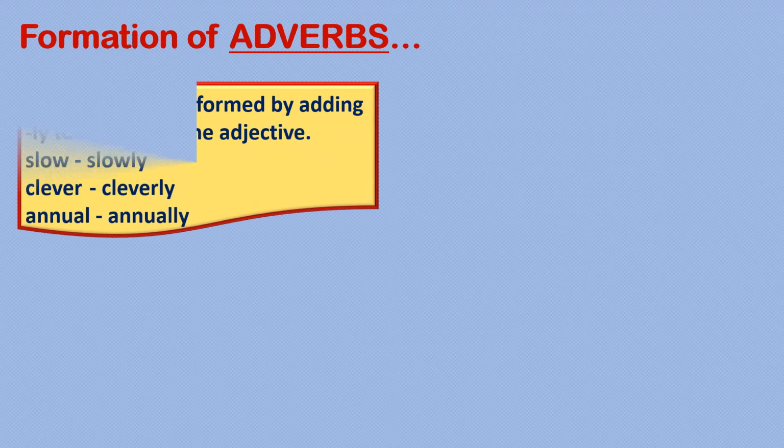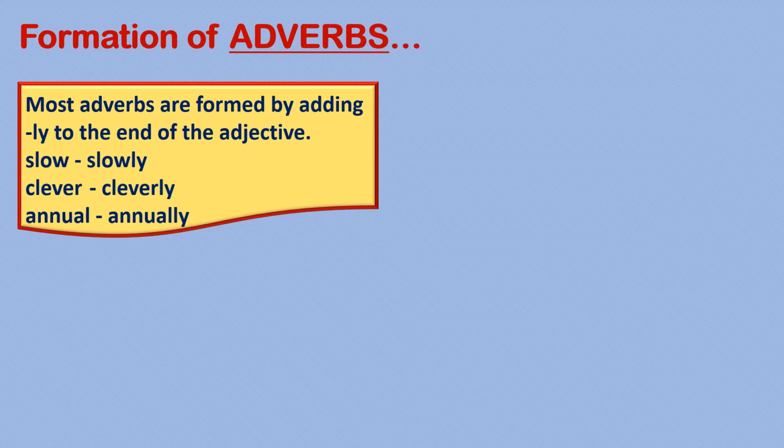Formation of adverbs. These words are the easiest to form because we just add ly. Now, most adverbs are formed by adding ly to the end of the adjective. For example, slow, you add ly to it and it becomes slowly. Clever becomes cleverly, and annual, ending with l, will have a double L in annually.